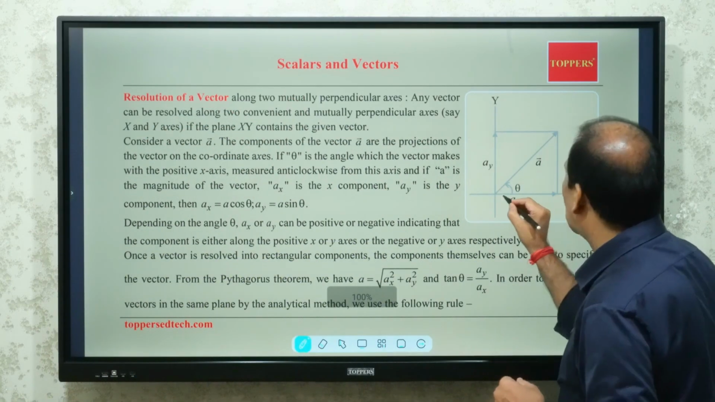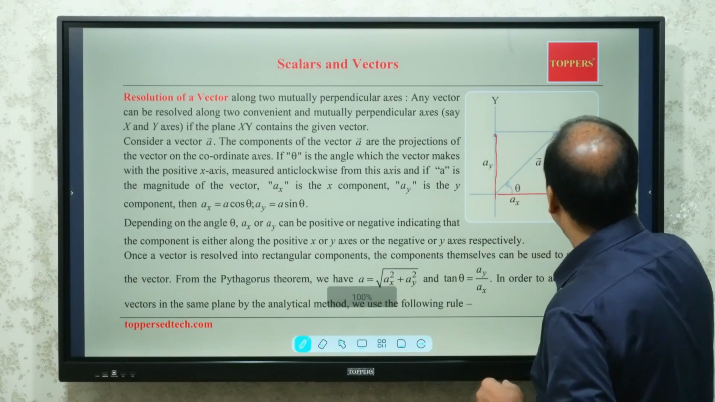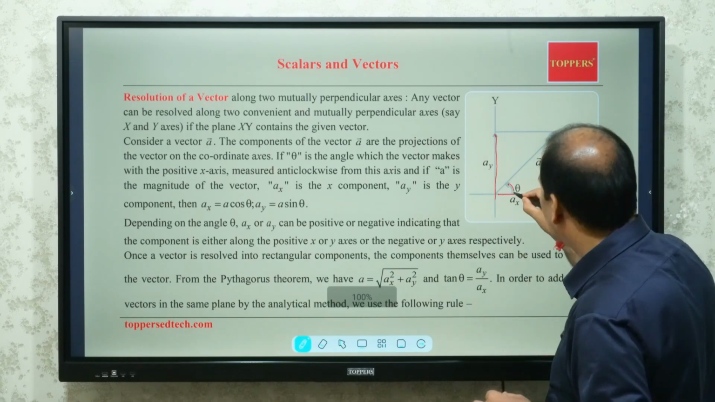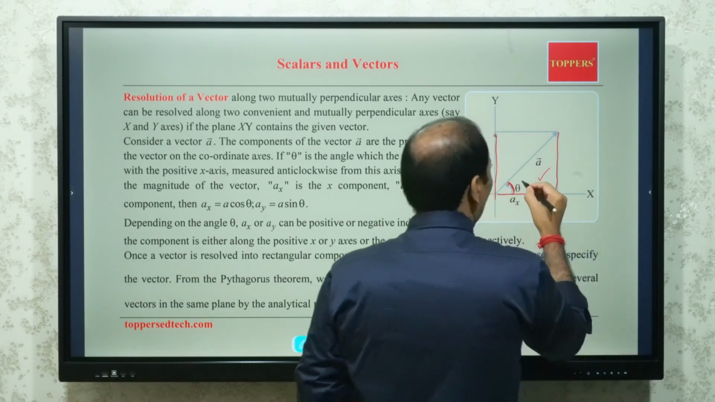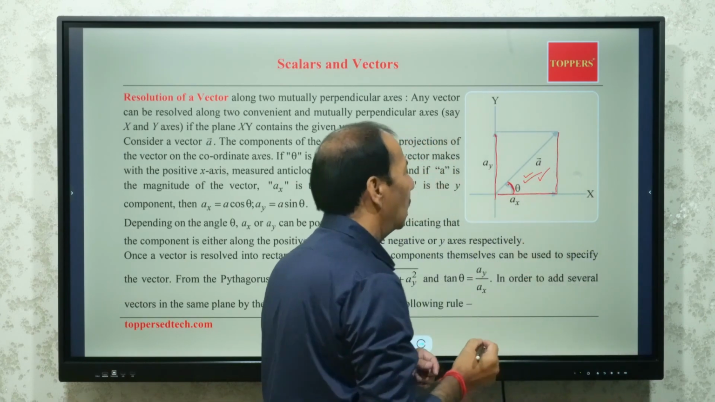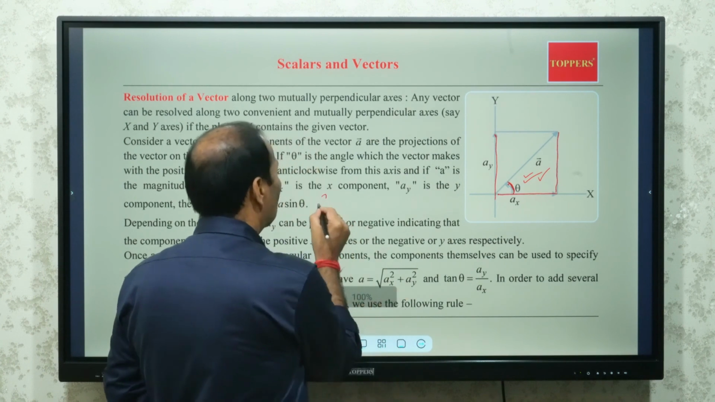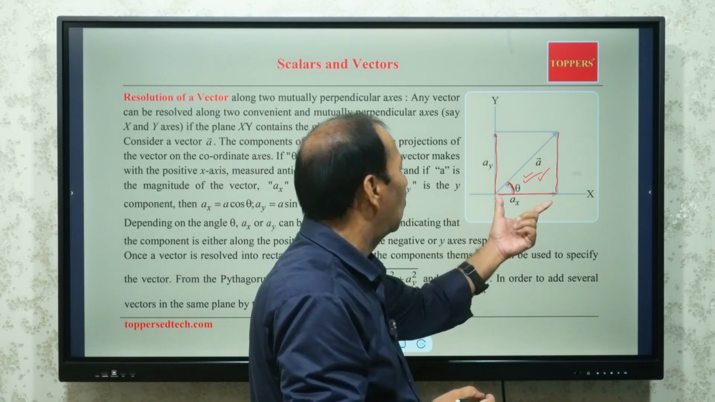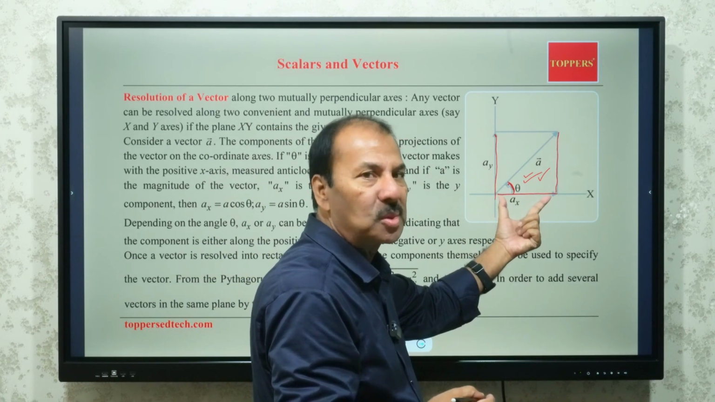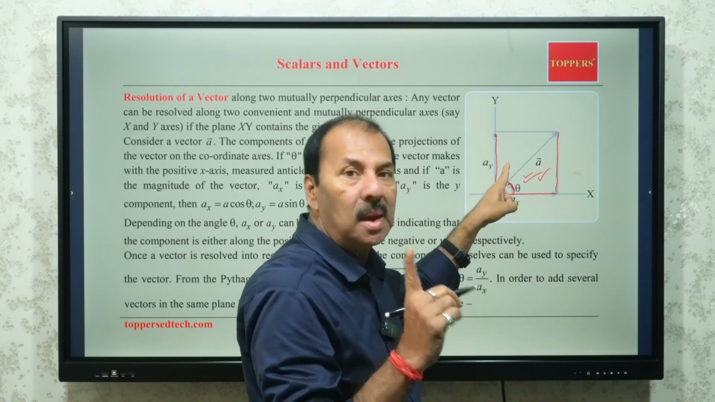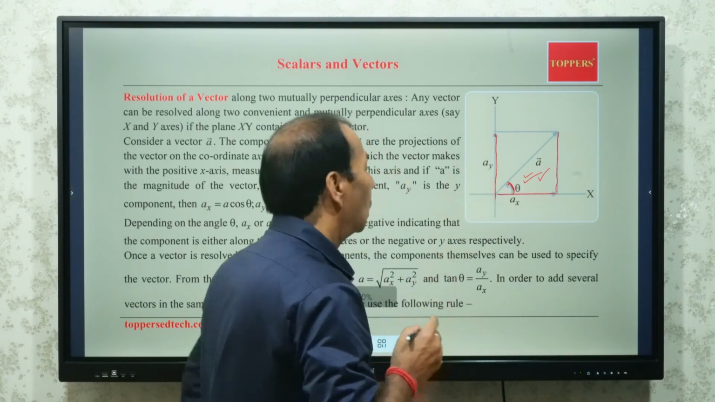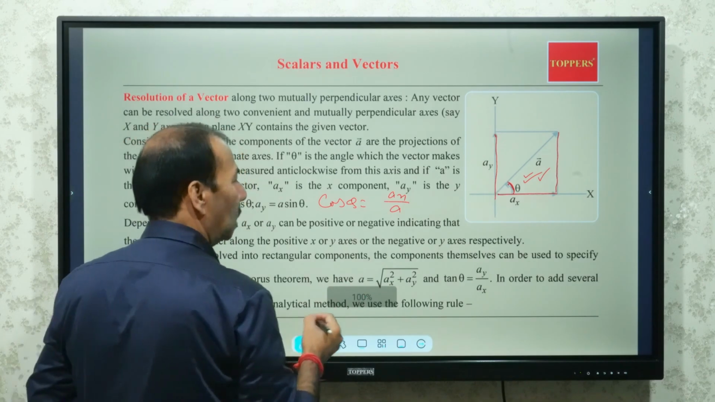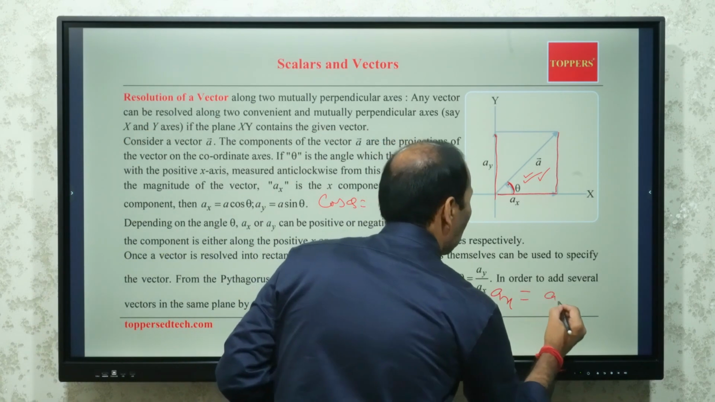Now here, how to calculate the value of this Ax as well as Ay? When we have dropped this perpendicular, obviously this is a right-angled triangle. Now, if this angle is theta, then cos theta in this right-angled triangle will be equal to base upon hypotenuse. This is Ax, and the hypotenuse is A. When we say A, we are talking only about the magnitude of this vector A. So Ax upon A. From here, you can calculate that Ax is equal to A cos theta.